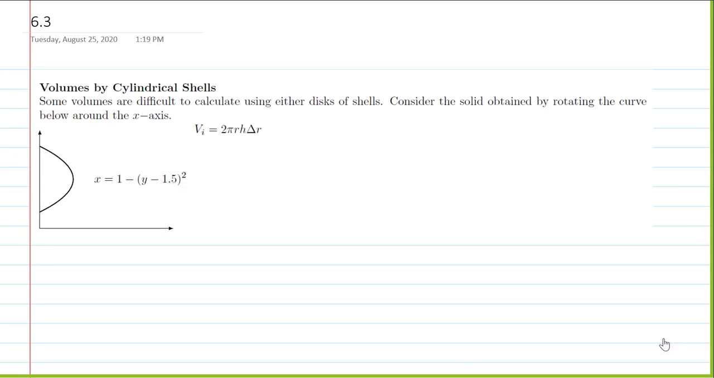All right, so in 6.3, we're going to be talking about another way to find volumes. So last time we did the disk method and the washer method to help us find volumes of rotation. We discovered that some volumes were difficult or impossible to calculate using disks, or rather washers.